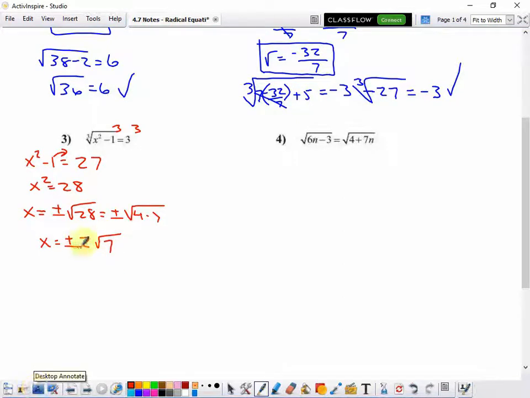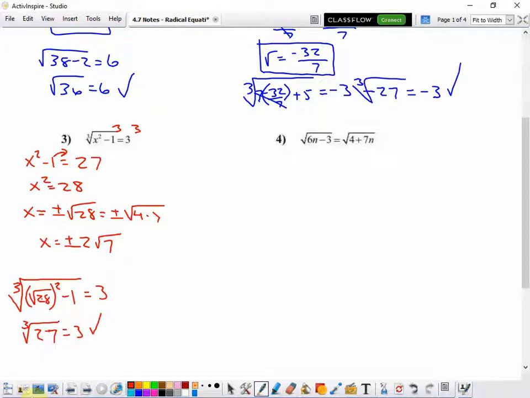So I've got 2 solutions this time that I need to check. When I check them, I'm not going to put in my simplified version. I'm going to put in the square root of 28. So cube root of the square root of 28 squared minus 1 equals 3. Square root of 28 squared is 28. Minus 1 is 27. Cube root of 27 equals 3. And if I type that in my calculator, I'm going to find that it really is 3.